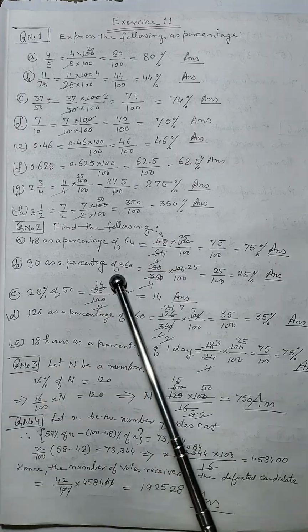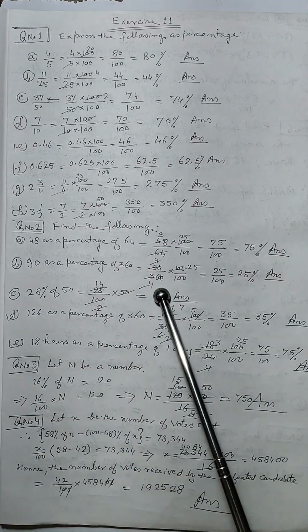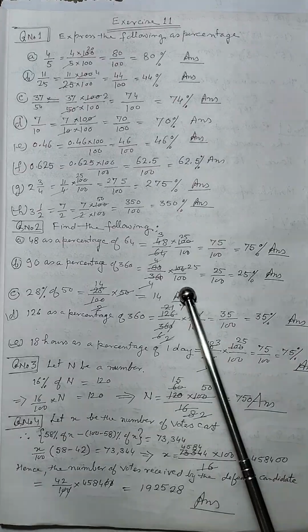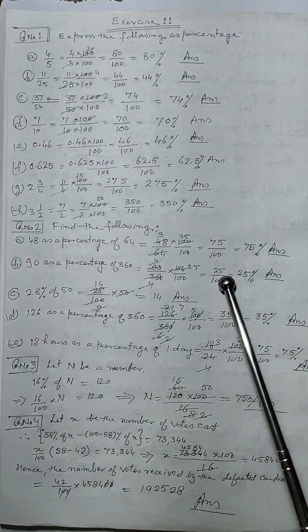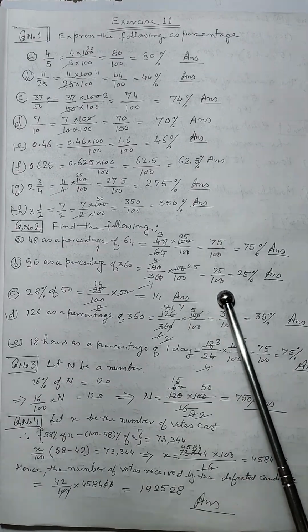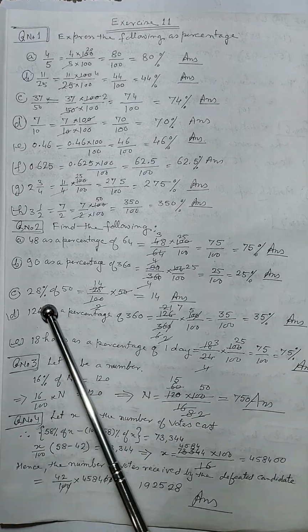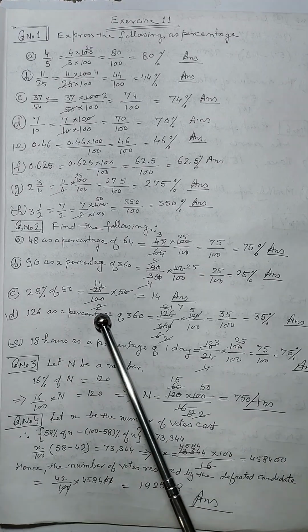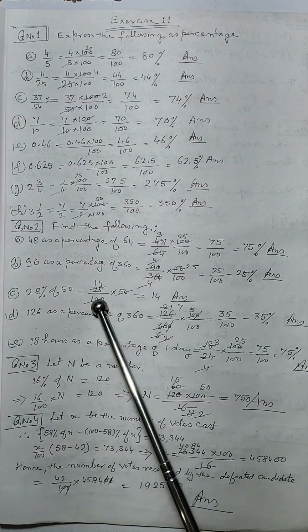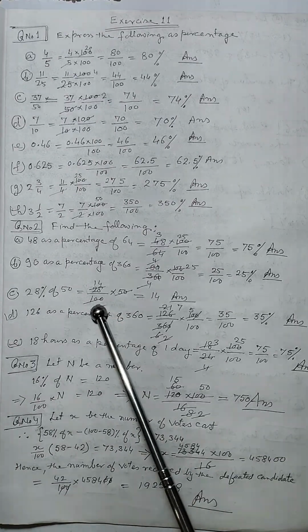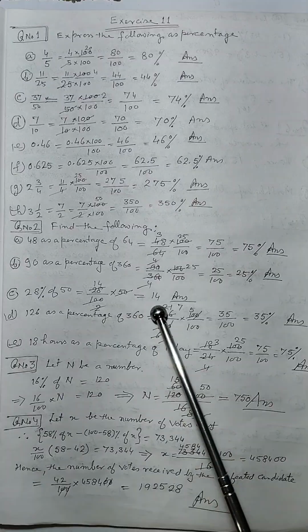90 as a percentage of 360. So 90 divided by 360. Again multiply it by 100 and divide it by 100. Solve it, you will get 25 by 100, that is 25%. 28% of 50, that is 28% of 50 means 28 into 50 divided by 100. That will be equal to 14.